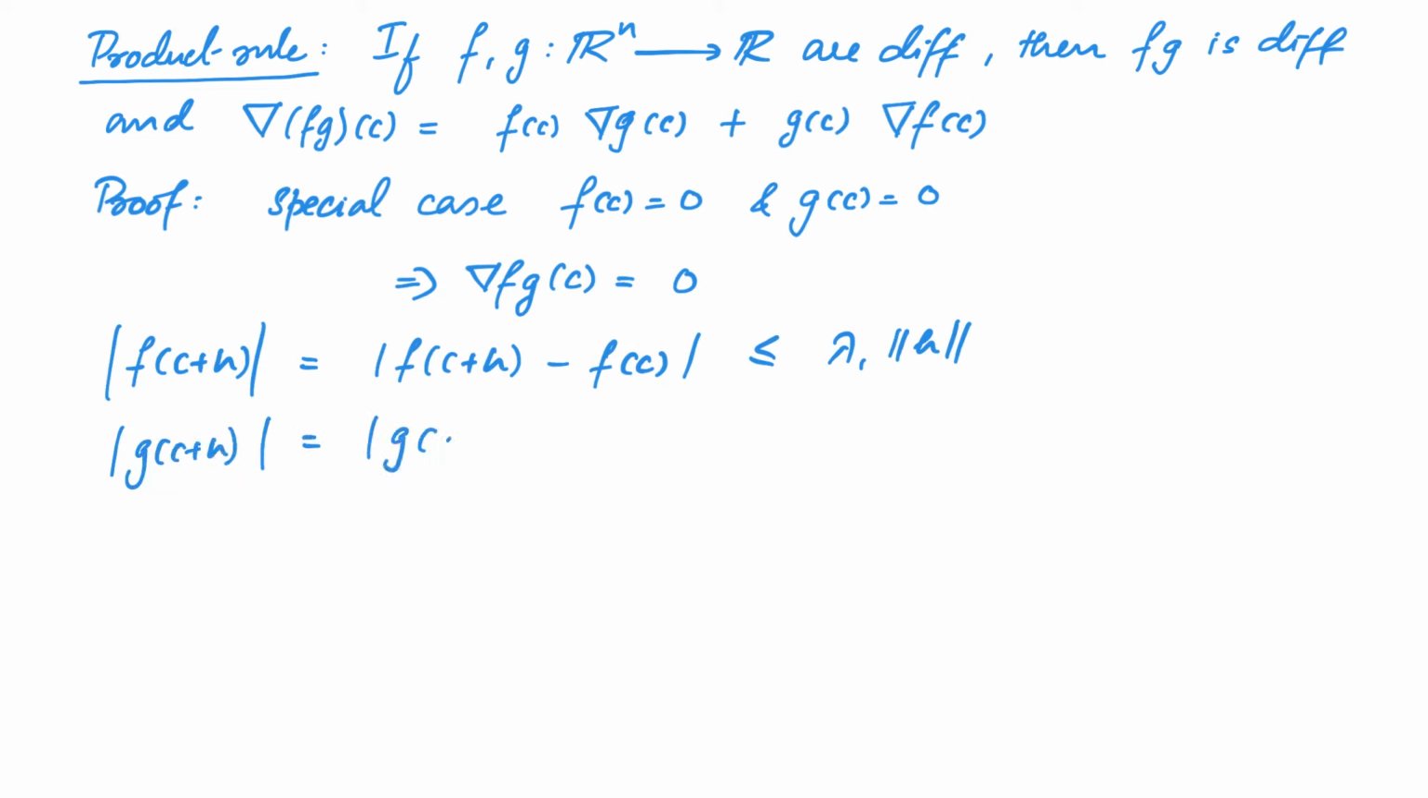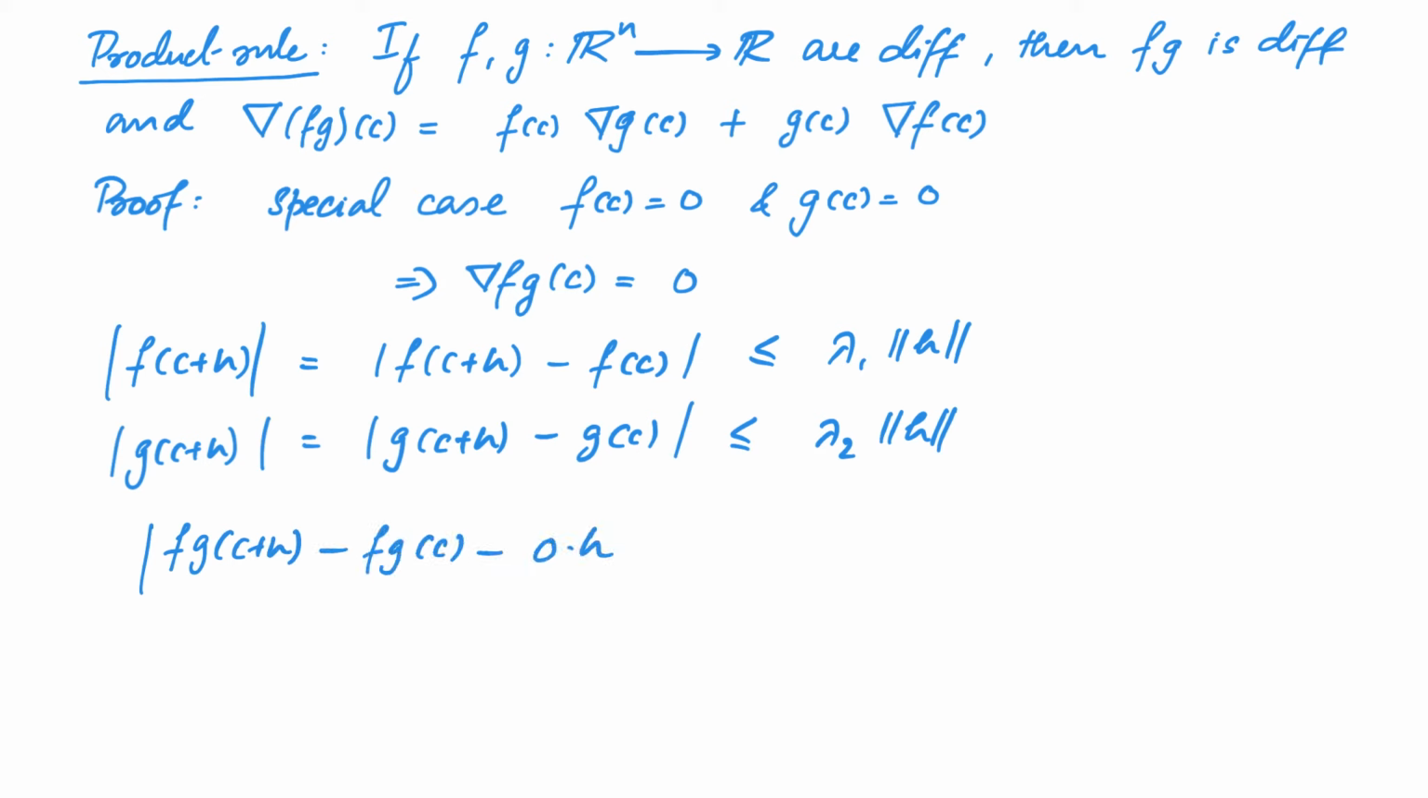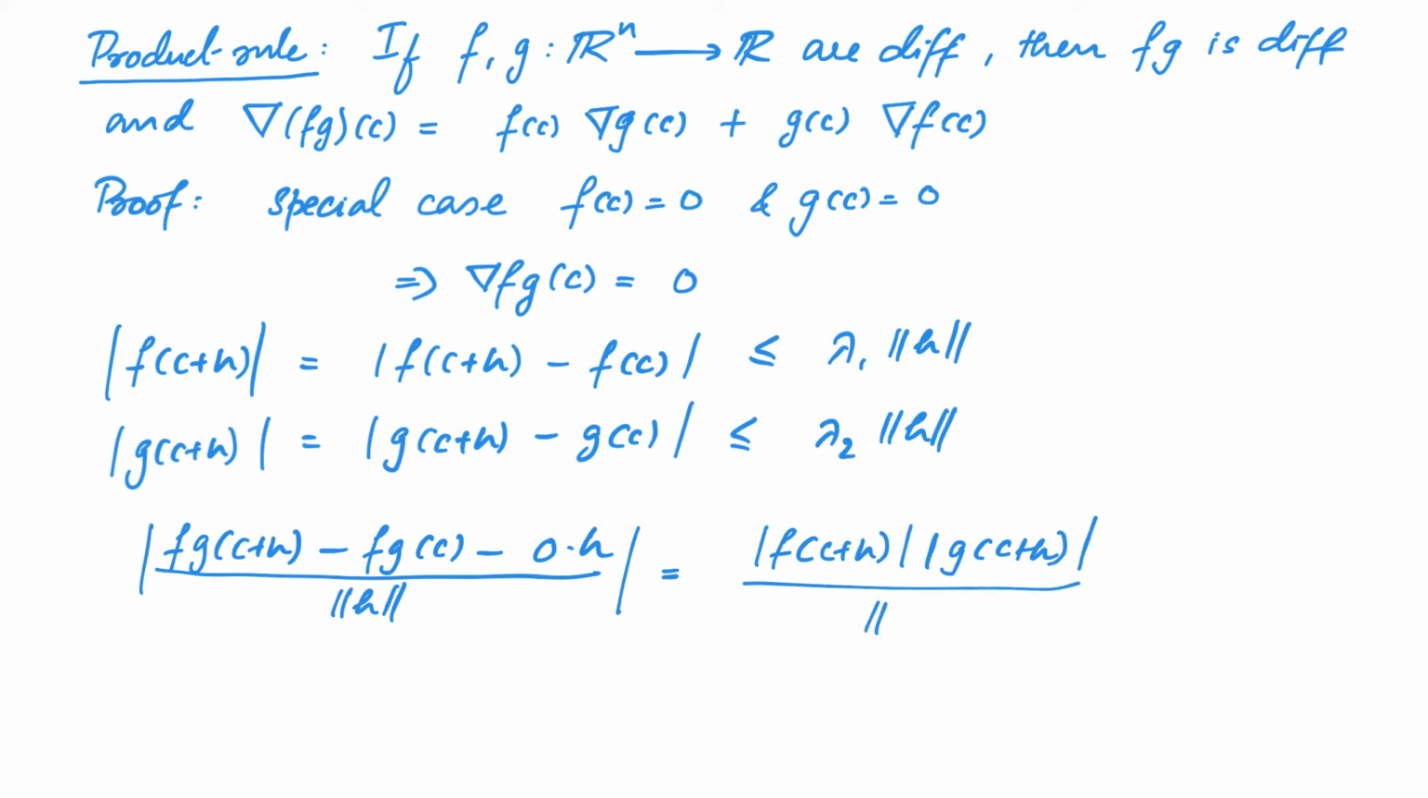Similarly, |g(c+h)| is equal to |g(c+h) - g(c)|, which is less than or equal to λ2 times the norm of h. Thus, the modulus of fg(c+h) - fg(c) - 0 dot h, divided by the norm of h, is equal to |f(c+h)| times |g(c+h)| divided by the norm of h. This is because f(c) and g(c) are 0, therefore fg(c) is 0 and 0 dot h is also equal to 0.